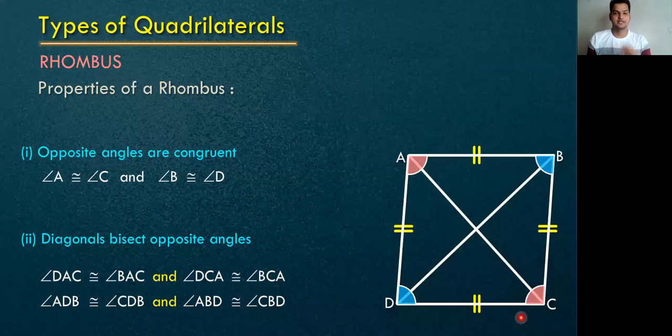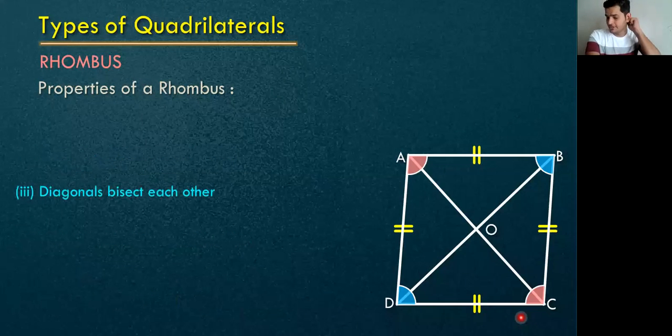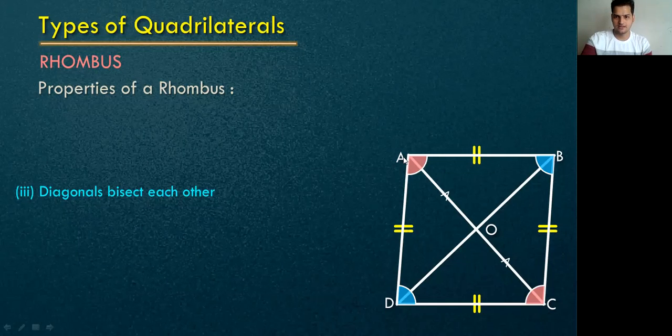The first property is the opposite angles are congruent to each other and diagonals bisect the opposite angles. Property number 3, diagonals of a rhombus bisect each other. Clear? So, please focus on the screen where the pointer is over there.